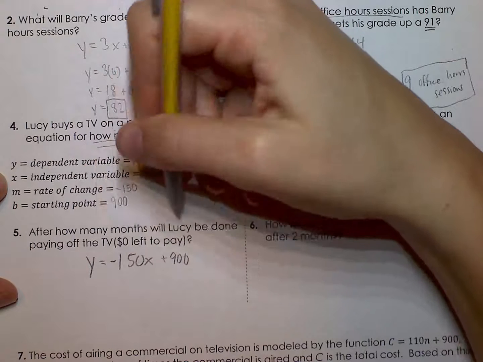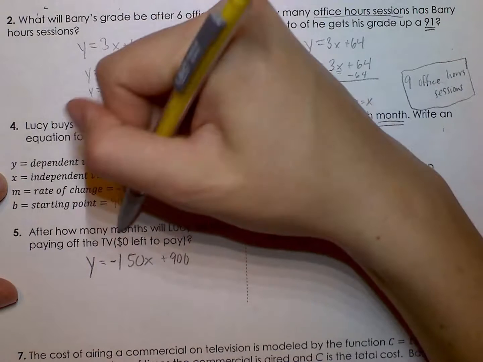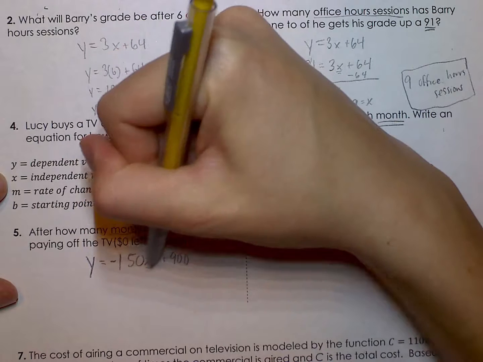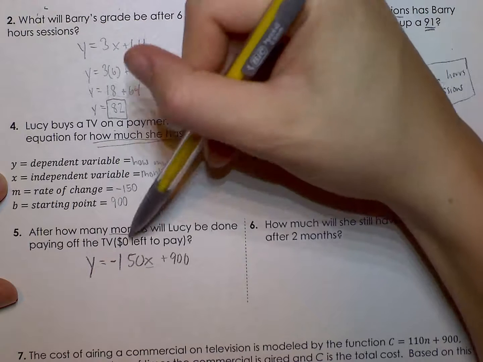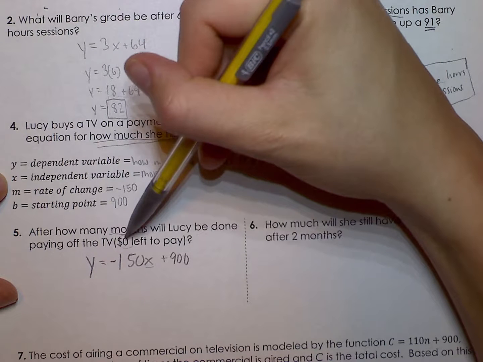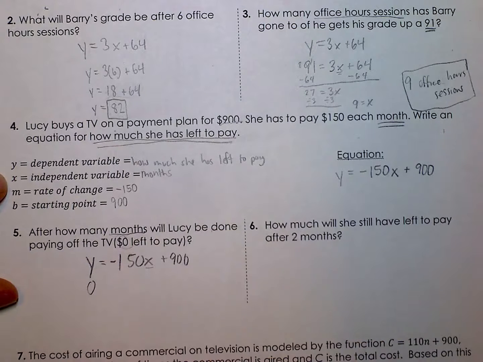After how many months will Lucy be done paying off the TV? $0 left to pay. Okay, so we want to know how many months. We want to know x. And we know that y, how much she has left to pay, is 0. So we want to know, like, when will she be done? When will y be 0? So we plug in 0 for y.